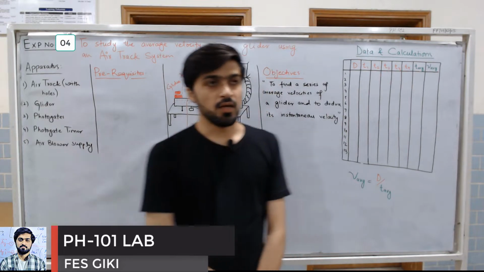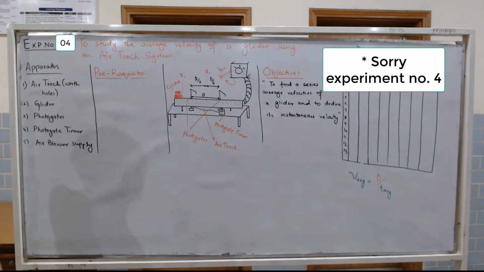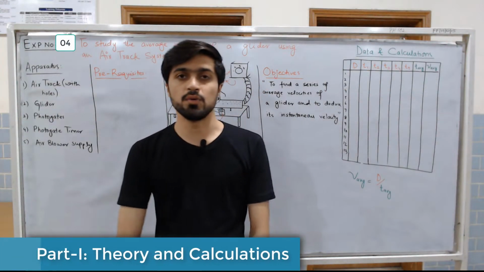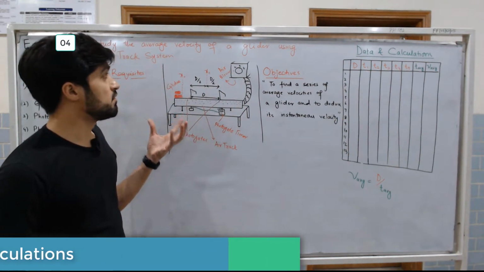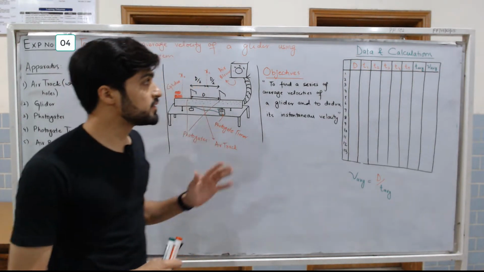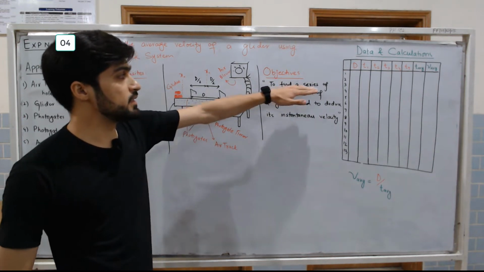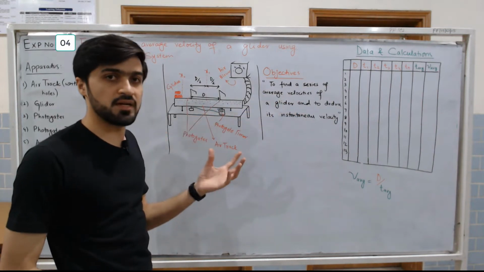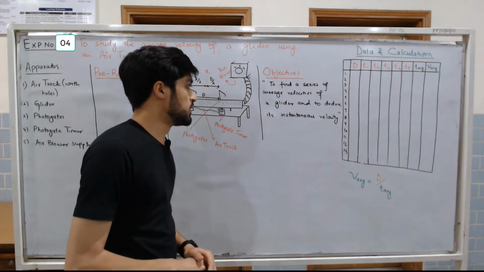I am Ahmad Ali, and our experiment number 5 is to study the average velocity of a glider using an air track system. So today we will be discussing the theory and calculations and the experiment of finding the average velocity of a glider using an air track system. The objective of this experiment is to find the series of average velocities of a glider. A glider is an object that can slide over a surface. We will be demonstrating it in the second part.